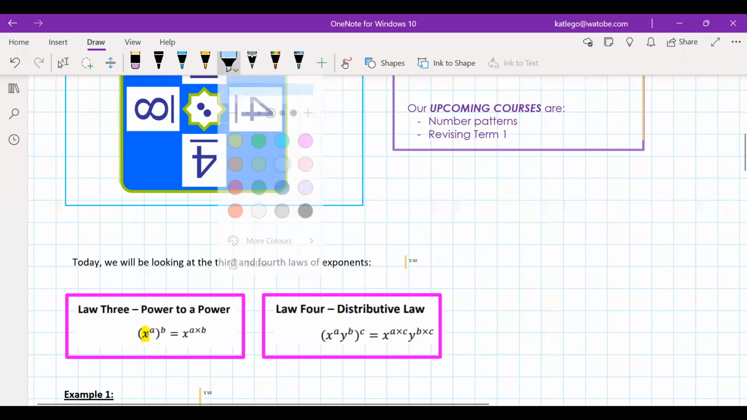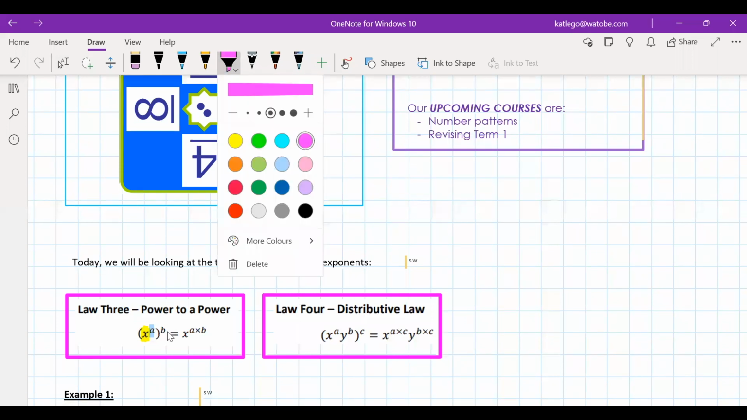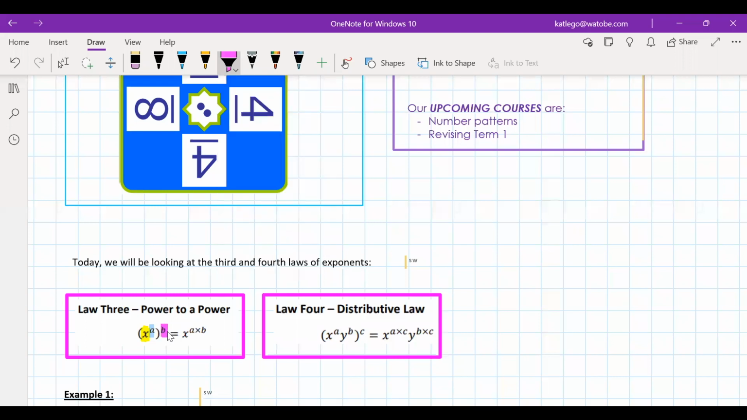I'm so lame, guys. But anyway, you have an x and it has an exponent of a. So in this case, you are raising that whole power to another exponent of b. So if you have this case, then you will multiply the exponents.